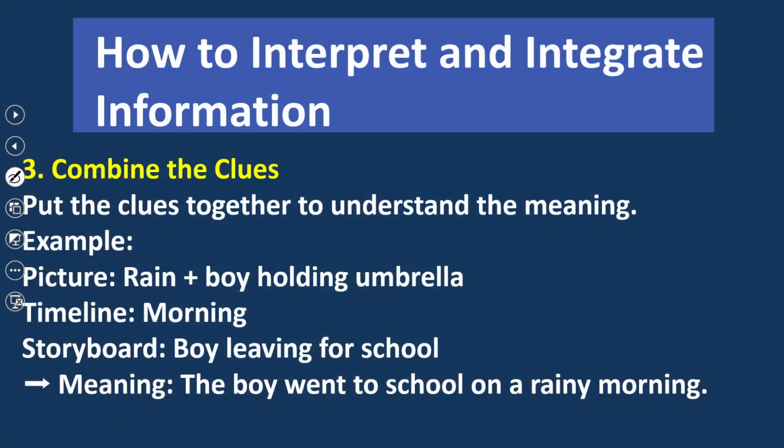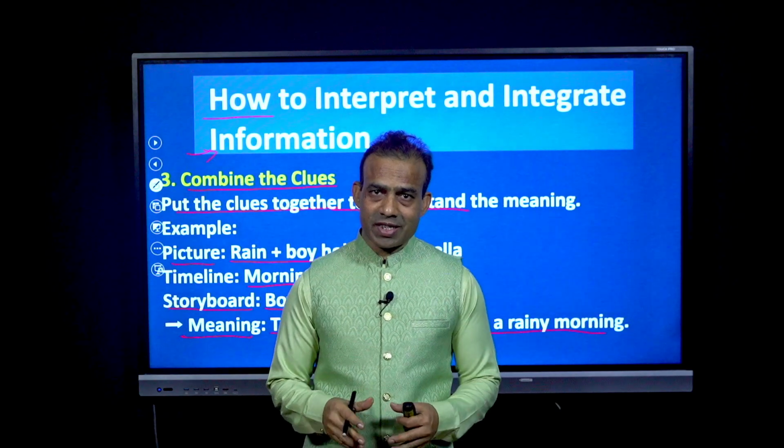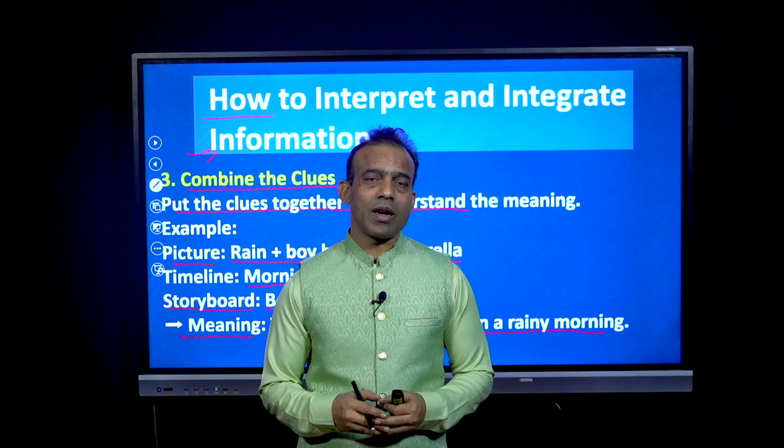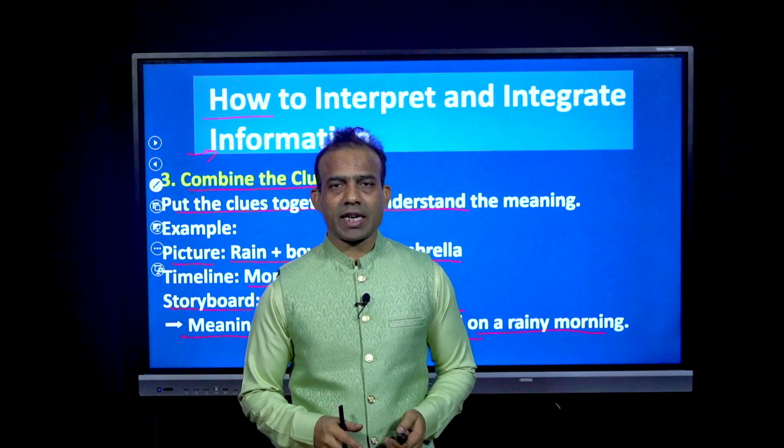Yes, how to integrate information. Number 3, the third point is combine the clues. Put the clues together to understand the meaning. For example, picture: rain, boy holding umbrella; timeline: morning; storyboard: boy leaving for school. The meaning and interpretation is this: the boy went to school on a rainy morning. After repeating the same point and understanding it time and again, we can understand the point very well. Now, move to the next point.